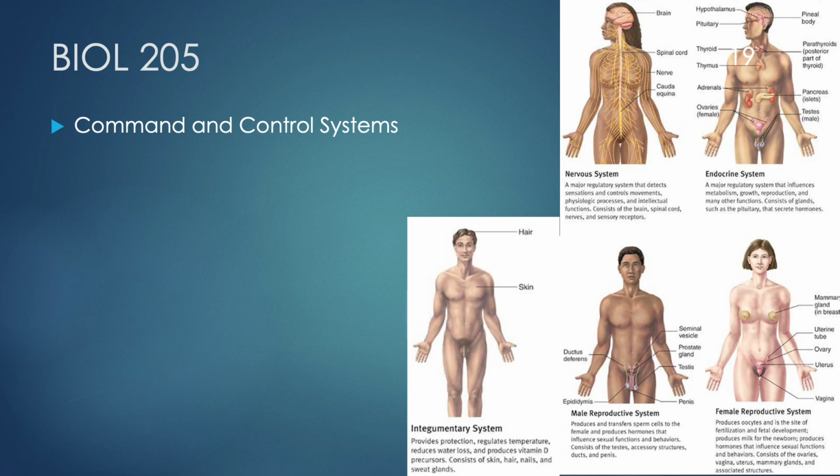In Biology 205, we are covering basically command and control. So we will discuss in the beginning some very basic foundational information that you need to understand before we progress. But once we get past that foundational information, we're going to talk about the systems that command and control the whole body. So the integumentary system is basically skin. And then we have the male and female reproductive system, the nervous system, and the endocrine system that are part of what we're going to study in this course.